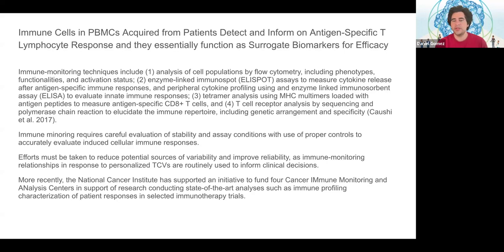Tetramer analysis using MHC multimers loaded with antigen peptides to measure antigen-specific CD8 T cells, and T cell receptor analysis by sequencing and polymerase chain reaction, or PCR, to elucidate the immune repertoire, including genetic arrangement and specificity.